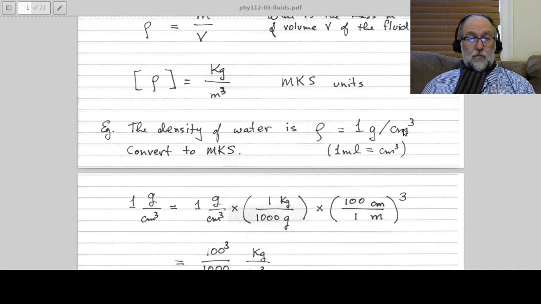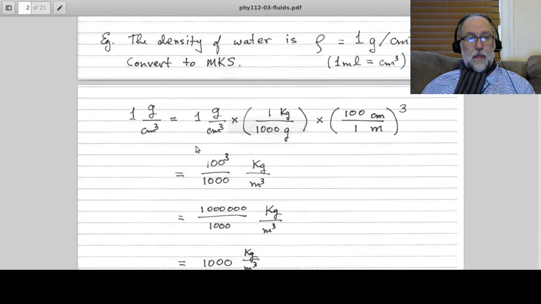So let's convert that from grams per cubic centimeter to kilograms per cubic meter, and that's what I did right here. So if you have 1 gram per cubic centimeter, there it is. Now we need to multiply by those conversion fractions. To convert the grams, which are in the numerator, we'll put grams in the denominator, and 1,000 grams is equal to 1 kilogram. So this fraction right here is 1.